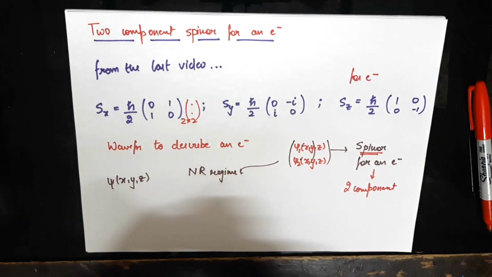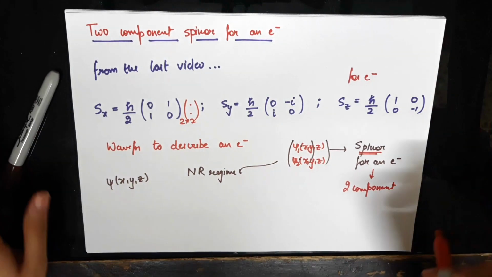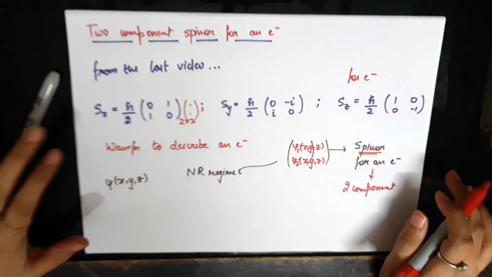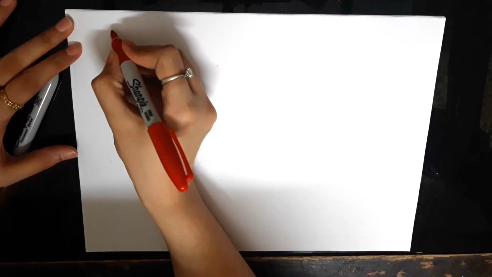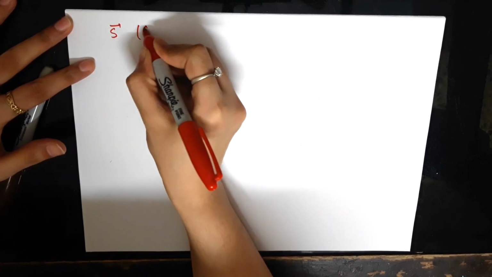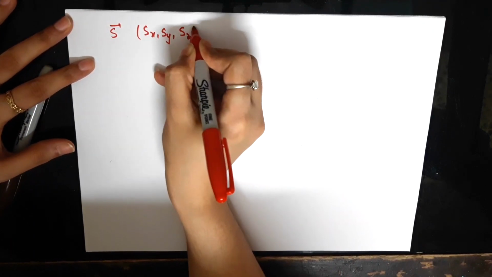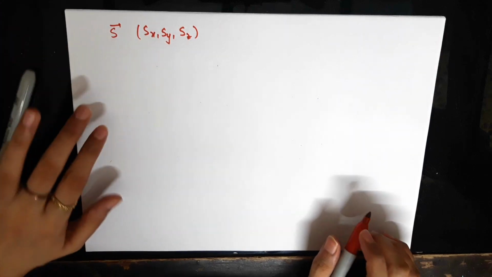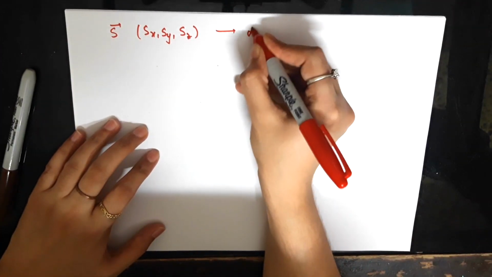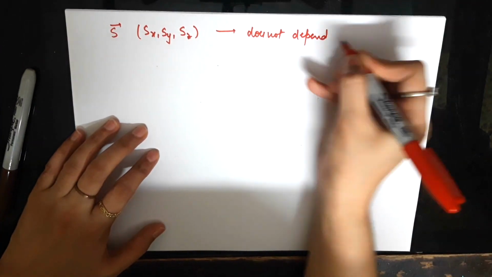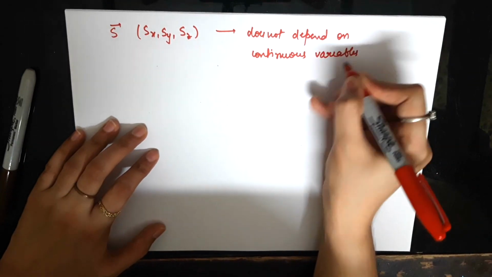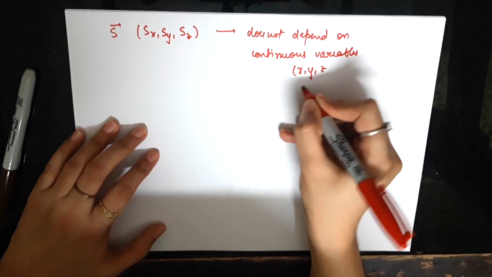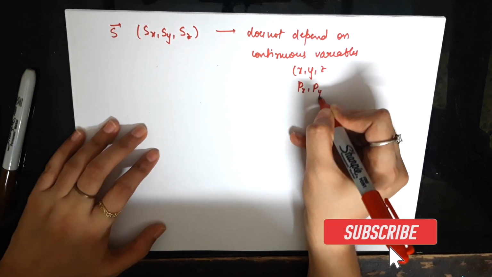So now, one simplification that you can make in this context is that, as we know, the spin operators Sx, Sy and Sz have nothing to do with the continuous variables, so they do not depend on continuous variables, which are x, y, z, or maybe px, py, pz, etc.